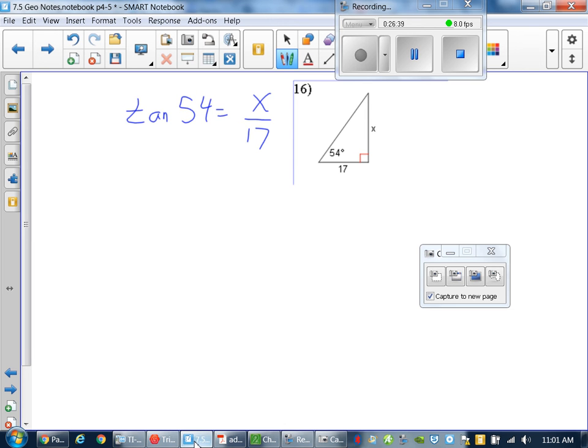So when you write it out, first step you would do is just write down 17 tangent of 54 equals x. Press the buttons, what'd you get? 23.40. 23 point what? 40? Yeah. I think that's what we had earlier. So you just round it up that way, and you're done.